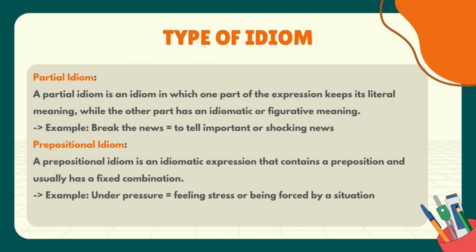The third one is partial idiom. Partial idiom is an idiom in which one part of the expression keeps its literal meaning, while the other part has an idiomatic or figurative meaning. For example, break the news, which means to tell important or shocking news. The fourth and the last one is prepositional idiom. A prepositional idiom is an idiomatic expression that contains a preposition and usually has a fixed combination. For example, under pressure, which means feeling stressed or being forced by a situation.